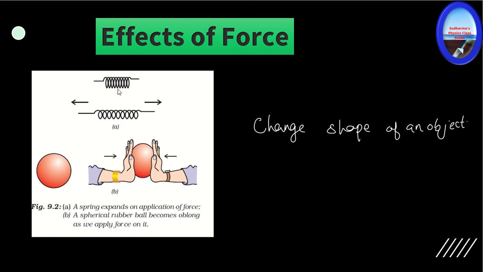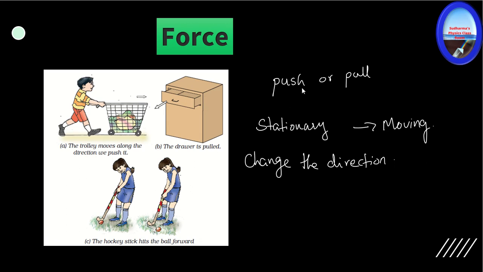Another example shown here is a spring. When you stretch or compress the spring, the shape of the spring will be changing. So a spring expands on application of force. A spherical rubber ball becomes oblong as we apply force on it. So we can understand that we can change the shape of an object by applying a force. Let's see once again what the effects of force are. Force can be defined as a push or a pull acting on an object. Later in the chapter, we are going to define force in a very clear way by Newton's first law of motion. Okay, so by applying a force, we can move a stationary object. A stationary object can be changed into a moving object.